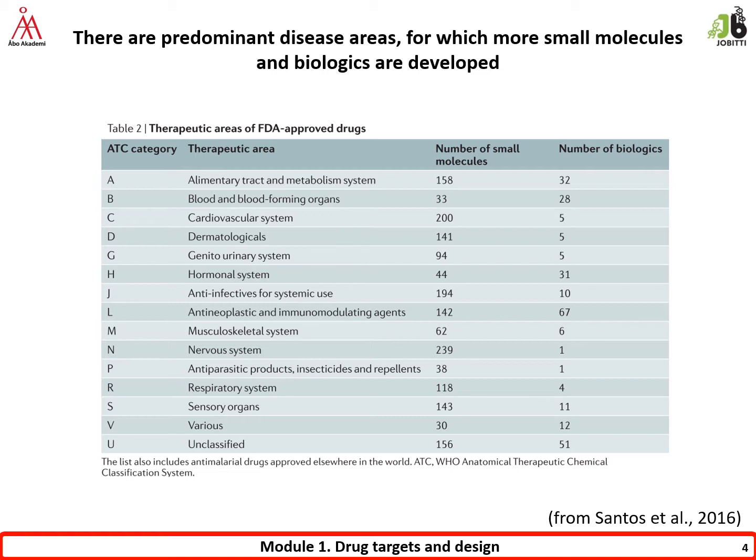The number of small molecule and biologic drugs per therapeutic area are shown in the table on the screen. As can be seen from the screen, most of the FDA-approved small organic drugs are used to treat cardiovascular diseases and also disorders of nervous system and infections. Most of the approved biologics, in turn, are developed to cure cancer and immunological disorders.